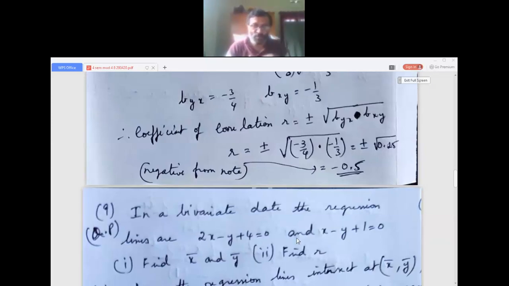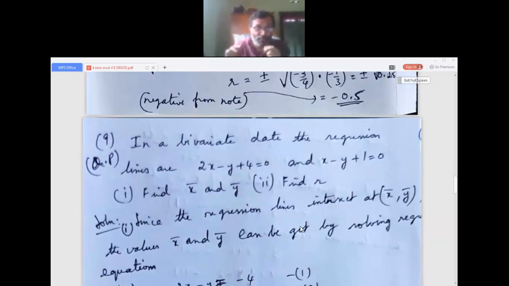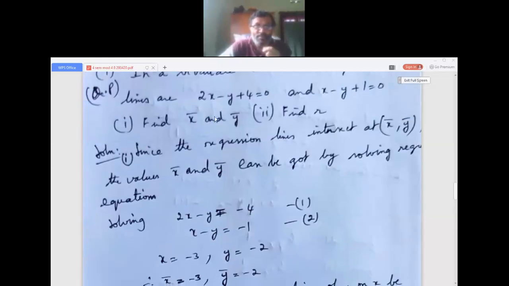So just like the previous problem, for the first sub-question, the point of intersection of the regression lines is x bar comma y bar. That is, the regression lines meet at the point x bar comma y bar. So the values of x bar and y bar can be calculated by solving the two equations, that is 2x minus y equals minus 4 and x minus y equals minus 1, by the elimination method, adding, subtracting, multiplying, dividing, etc.